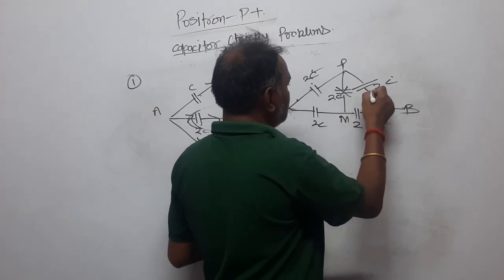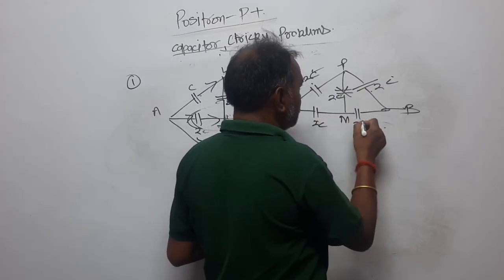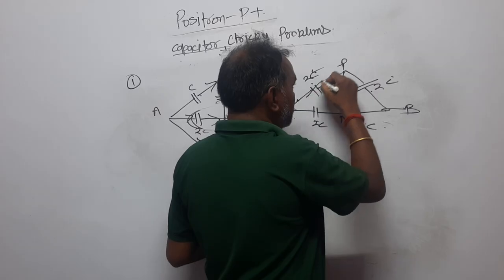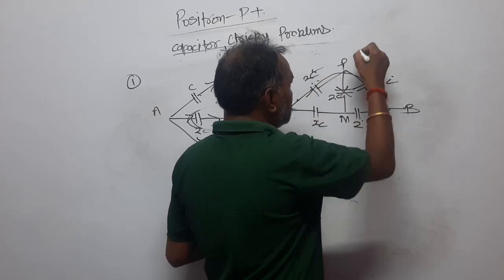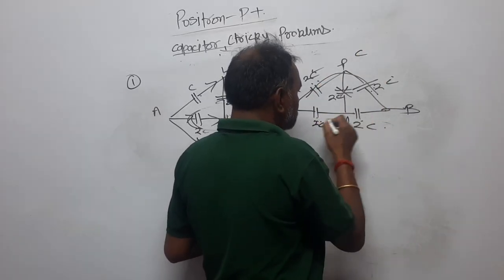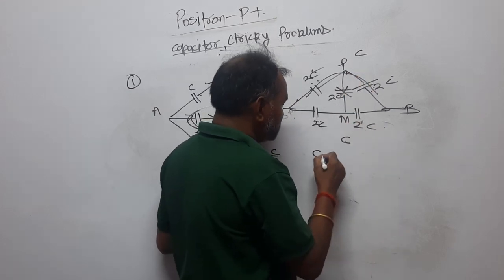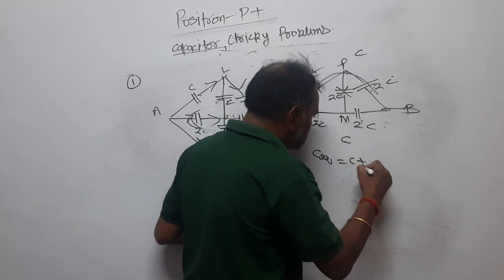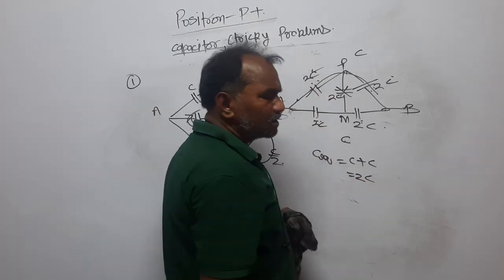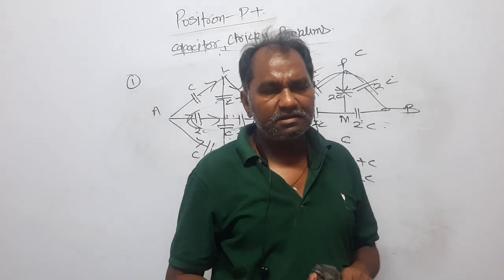This 2C will be in series, and the equivalent of this 2C and 2C will be C, whereas this 2C has equivalent C. Now these two are in parallel, so C equivalent is going to be C plus C, that is 2C. Whatever method you apply, it doesn't matter, right?